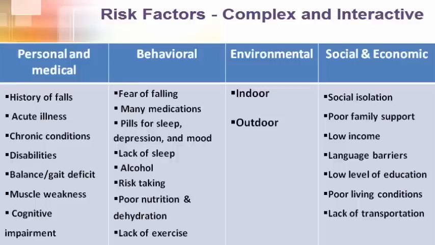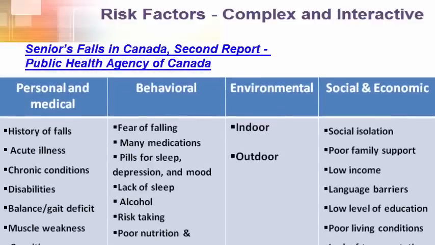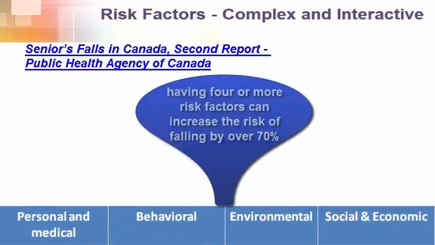This is a summary of the four categories of risk factors for falls. You can consult the Seniors Falls in Canada second report from the Public Health Agency of Canada for more information, available in the resource section. Research tells us that having 4 or more risk factors can increase the risk of falling by over 70%. And it is important to understand that all those risk factors are complex and interactive. Please exit this activity and proceed to Module 3 to learn how falls can be prevented.